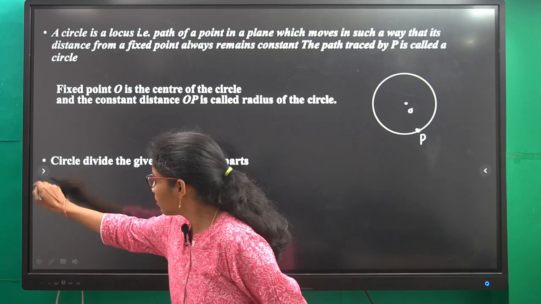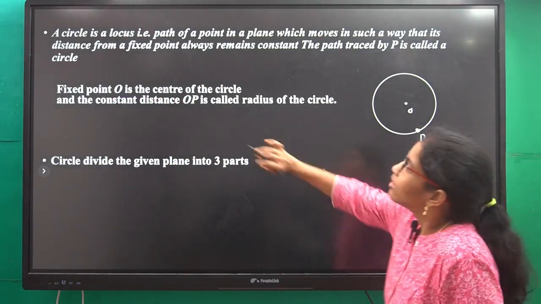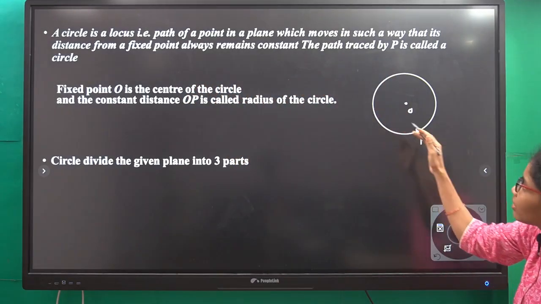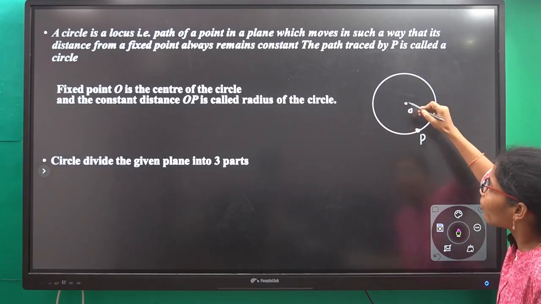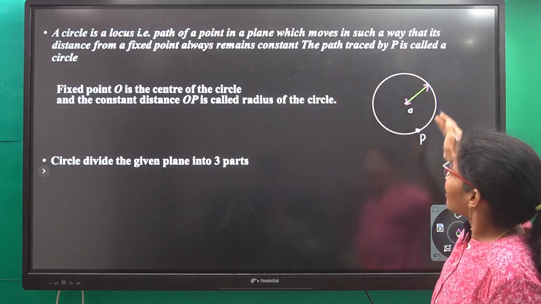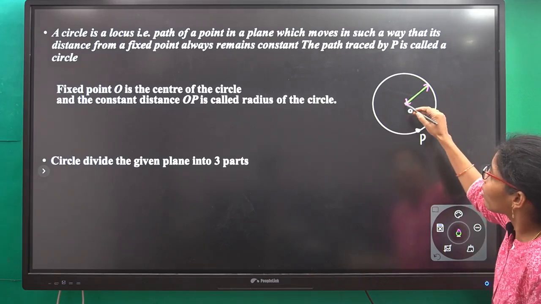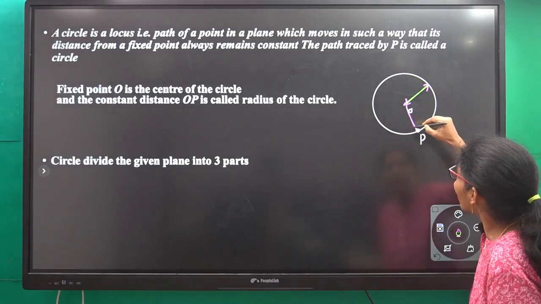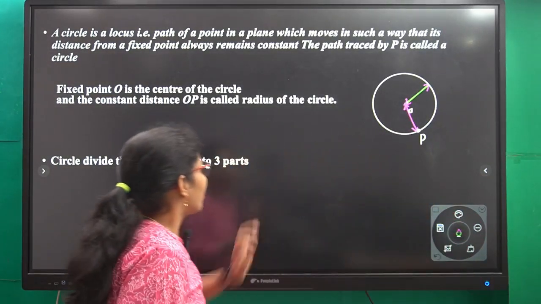A circle is a locus, that is, the path of a point in a plane which moves in such a way that its distance from a fixed point always remains constant, right? So the path traced by P is called the circle. The fixed point O is called the center of the circle, and this fixed distance OP is called the radius of the circle. Clear? So this is about the circle.